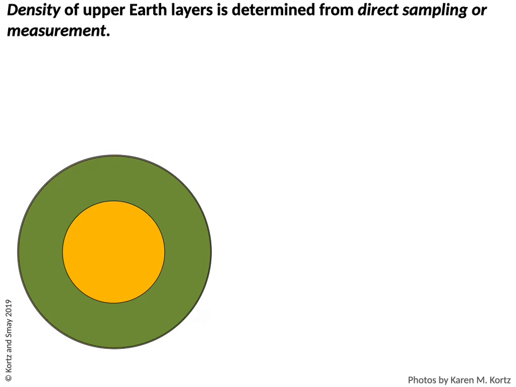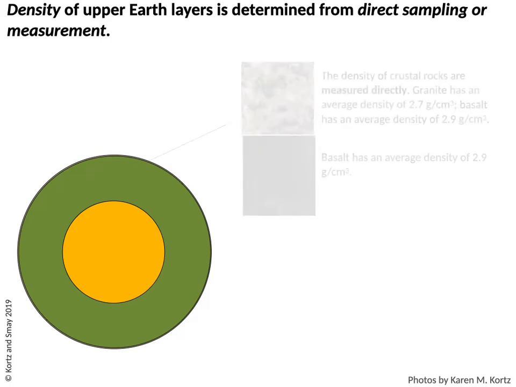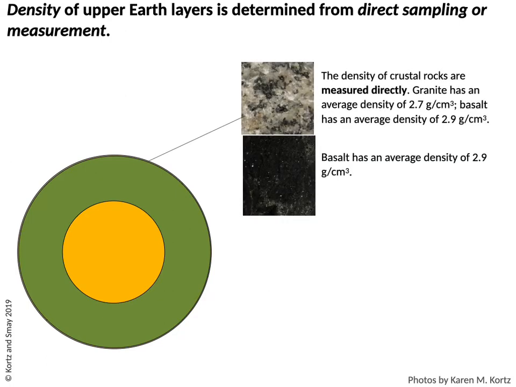We've learned that one important property of Earth materials or Earth layers is their density. That is one of the most important things playing a role in how layers developed. We know the density of crustal rocks because we can sample and measure those directly. So, some density values.